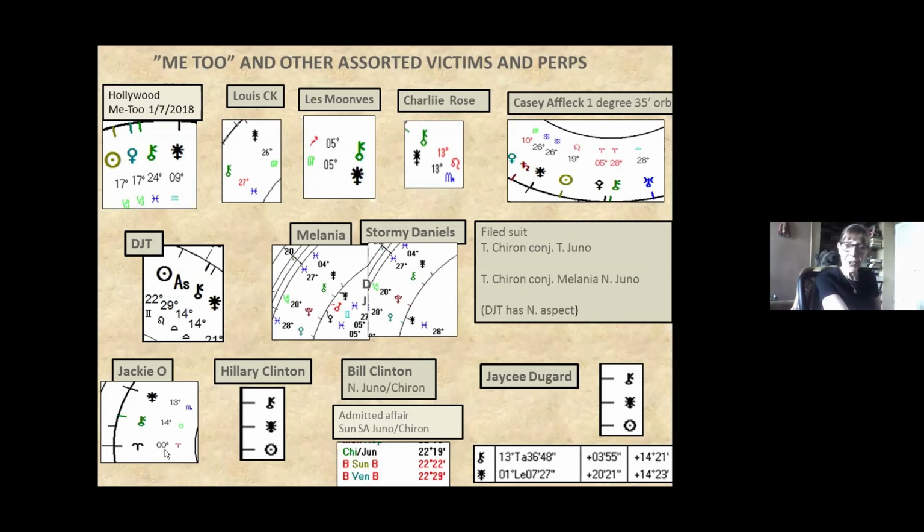Jackie O has the symbolism, Hillary Clinton has the symbolism, Bill Clinton has the symbolism. It was triggered when Lewinsky came out and talked about the dress, and he admitted the affair, and he had a solar arc of Juno and Chiron.